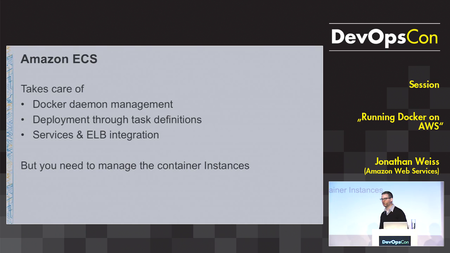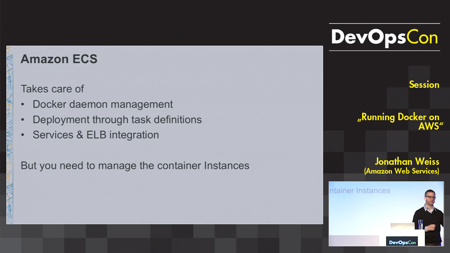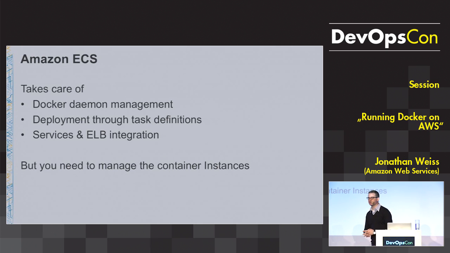You have a concept of task definitions, which I will show you later, that allows you to deploy services that belong together. You can say I have a WordPress container and a MySQL container, they need to know about each other and talk to each other, and I want to deploy them together as a unit. Then you can define how many of those you want to run and what needs they have in terms of disk, network, ports, and so on.